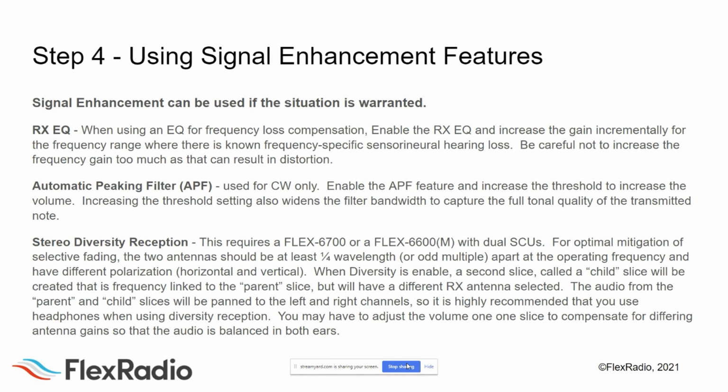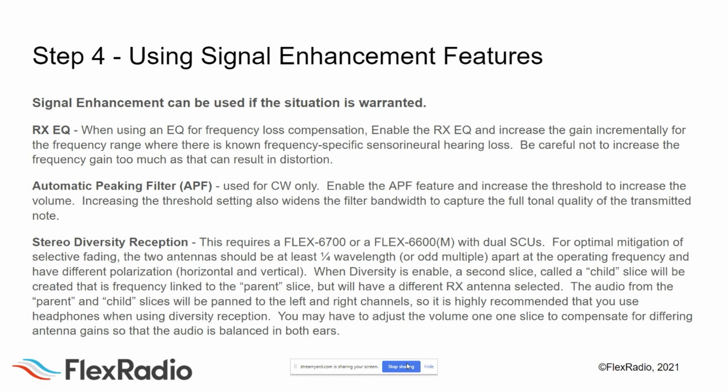Stereo diversity: if you've got a Flex 6700 or a Flex 6600, and you've got two antennas that are diverse in wavelength, which means that the antennas are separated by an odd multiple of quarter wavelength distance apart from one another, and if you can change the polarity of the two antennas, where one is vertically polarized and the other is horizontally polarized, if you can have diverse antenna systems like this, diversity reception can do wonders, particularly with selective fading. I've used it a lot when I've been doing broadcast band DXing down in the AM broadcast band, where there's a lot of selective fading going on. And by using horizontally and vertically polarized antennas, it does make listening to weak AM broadcast stations a lot easier.